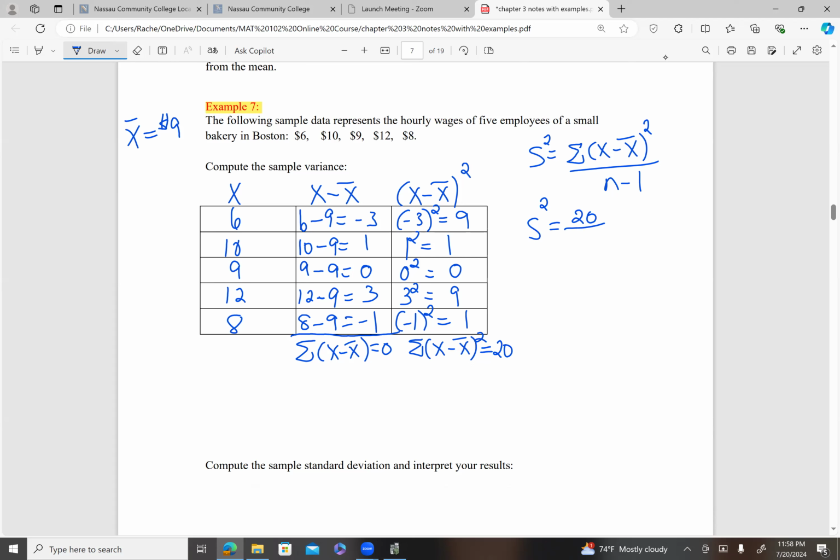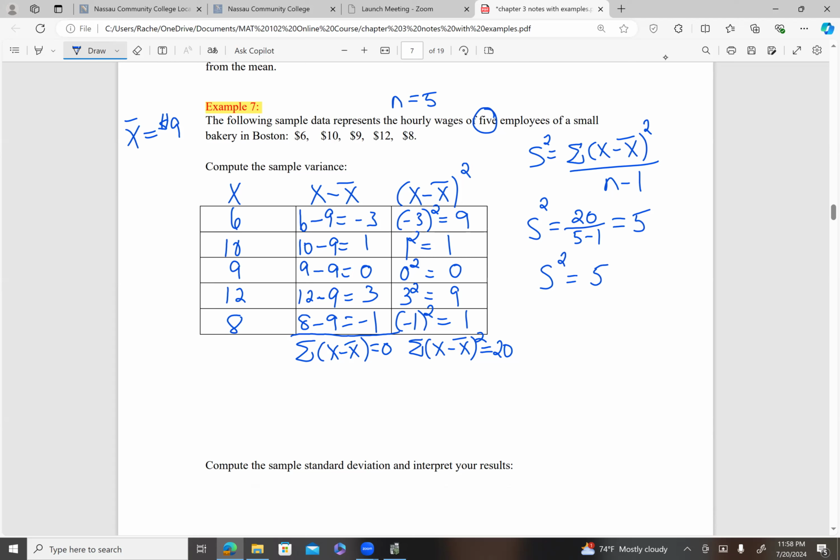And remember, n is the sample size. So n in this case is 5 because we have 5 hourly wages here. So we're going to divide by 5 minus 1, which is 4. And 20 divided by 4 is 5. So my sample variance, s squared, is equal to 5.